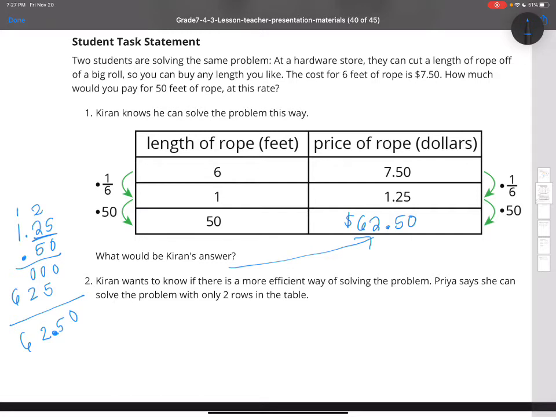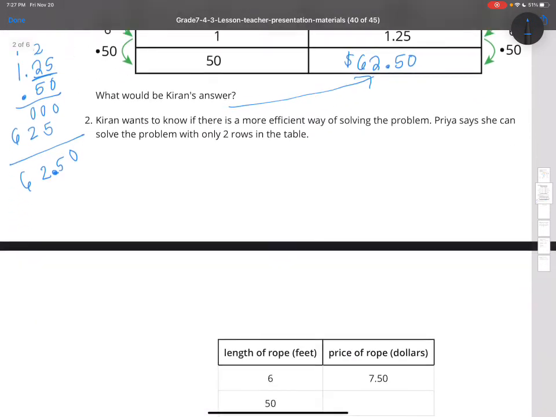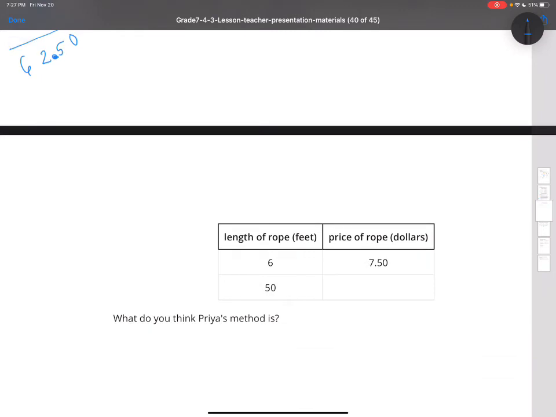So Kyron wants to know if there's a more efficient way of solving the problem. Priya says she can solve the problem with only 2 rows in the table. So what do you think Priya's method is? Okay? What do you think her method is? Would it be similar to the one that we did in the warm-up, in the review of the warm-up? If you said yes, it would be. You're absolutely correct.